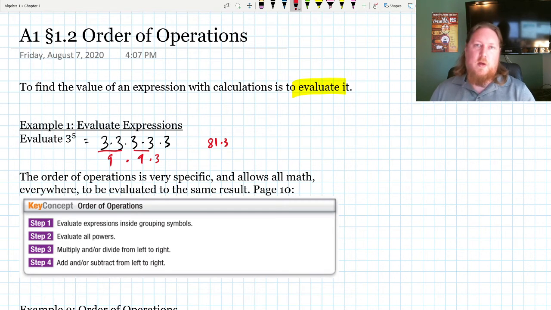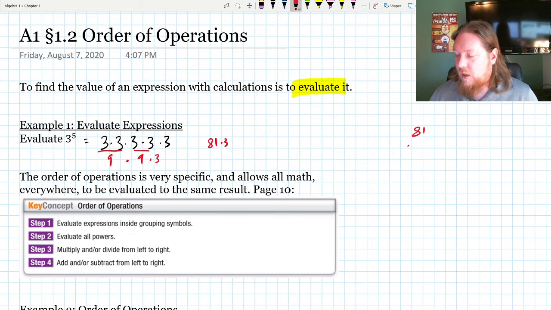And at this point, you might have to pull out a calculator to do it, or if you're going to do it old school, 81 times 3. 3 times 1 is 3. 3 times 8 is 24, so you get 243.